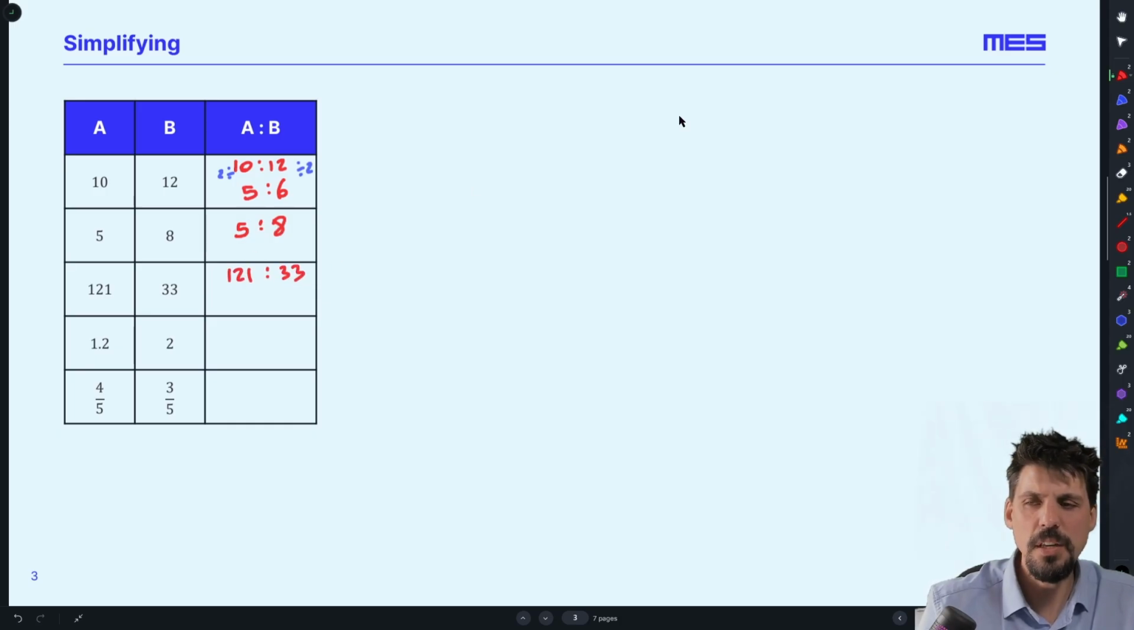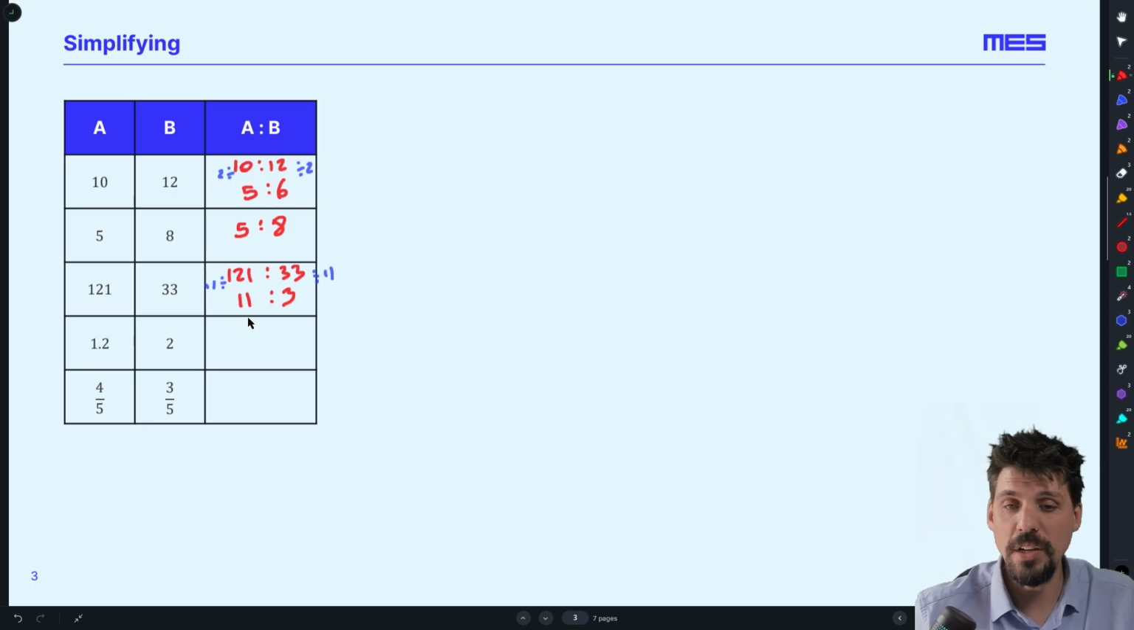121 to 33. I can divide both sides of my ratio by 11, which gives me 11 to 3. The bigger one doesn't have to be on the right-hand side. If A is 121, B is 33, the ratio is 11 to 3.